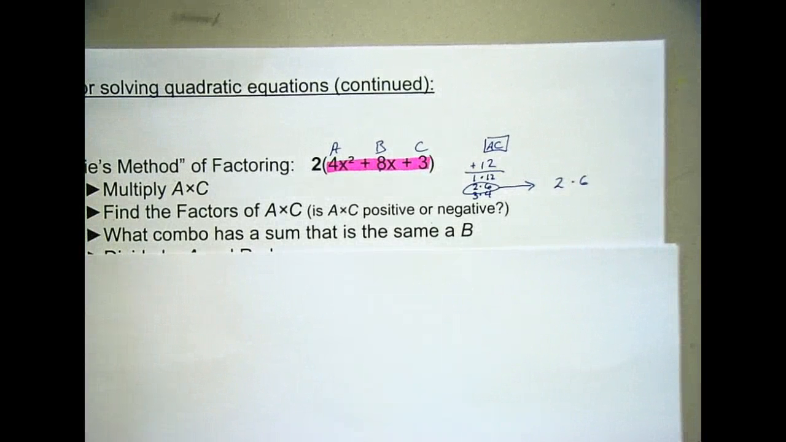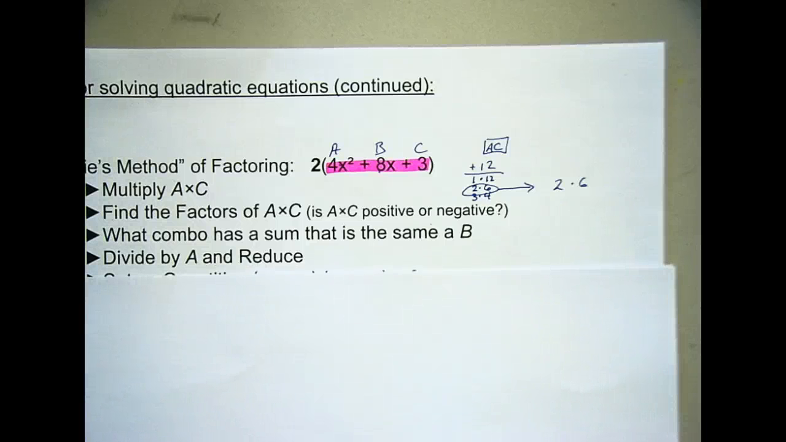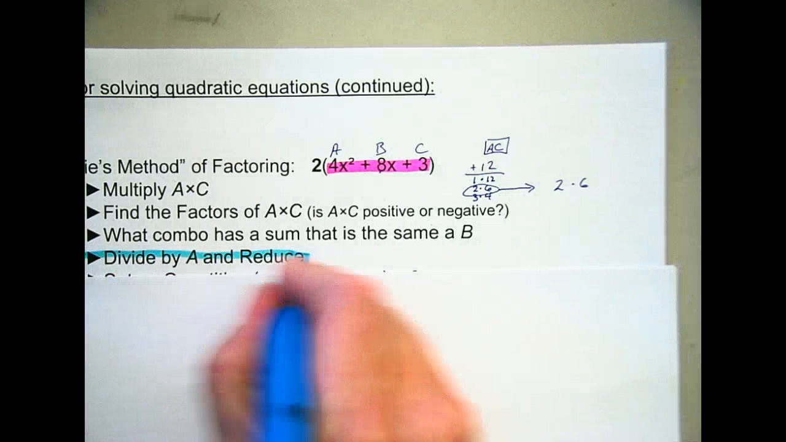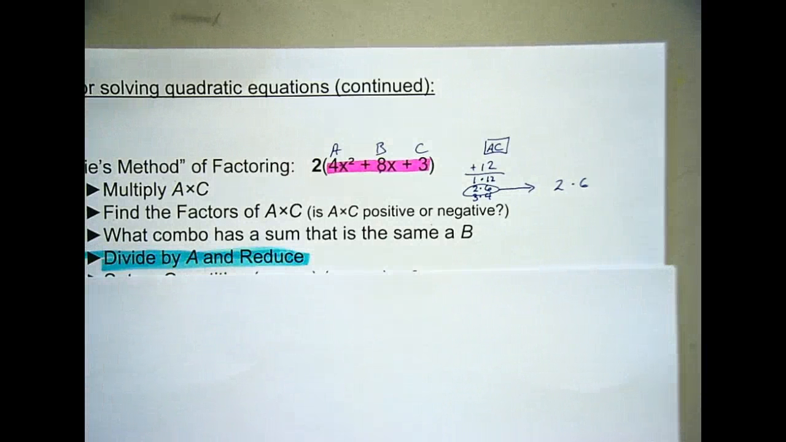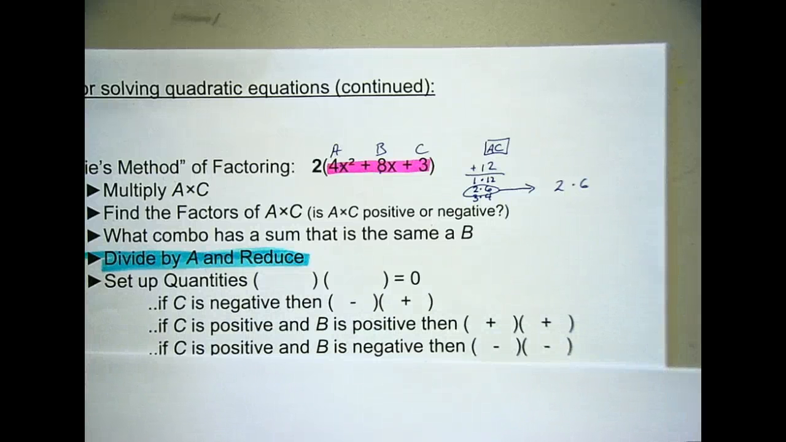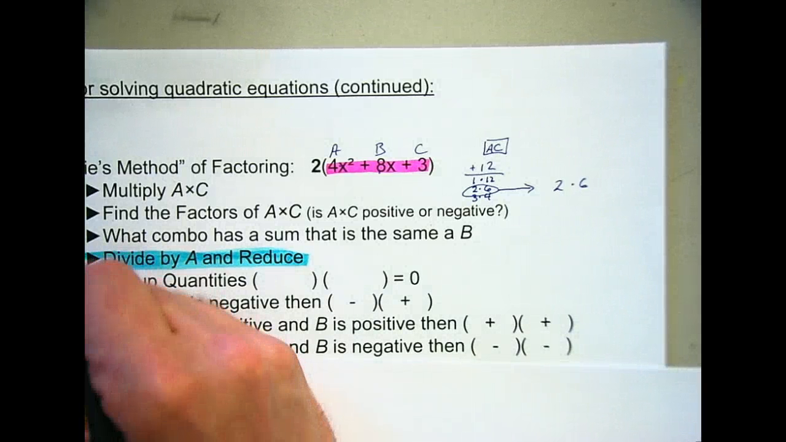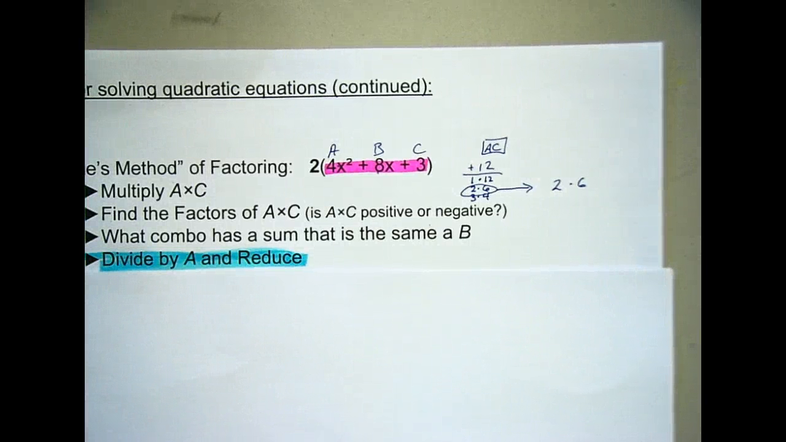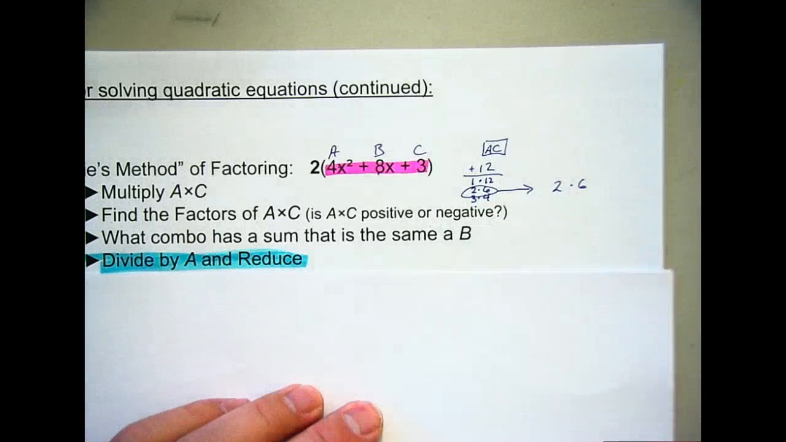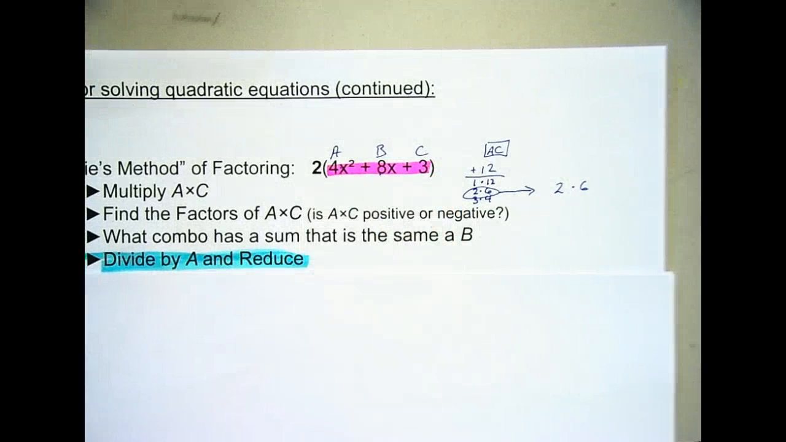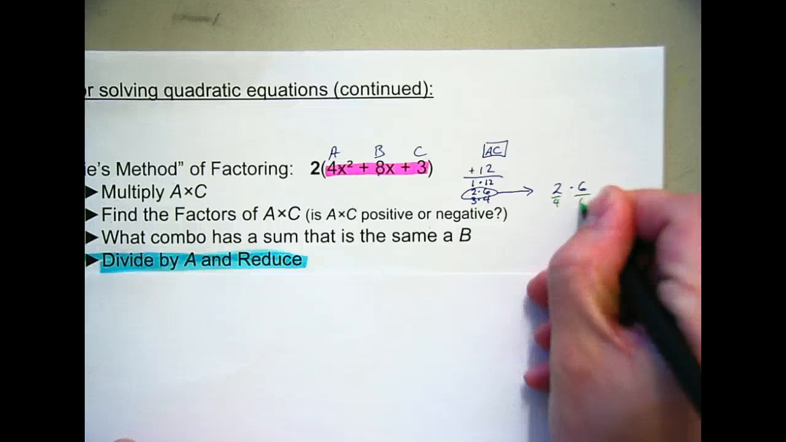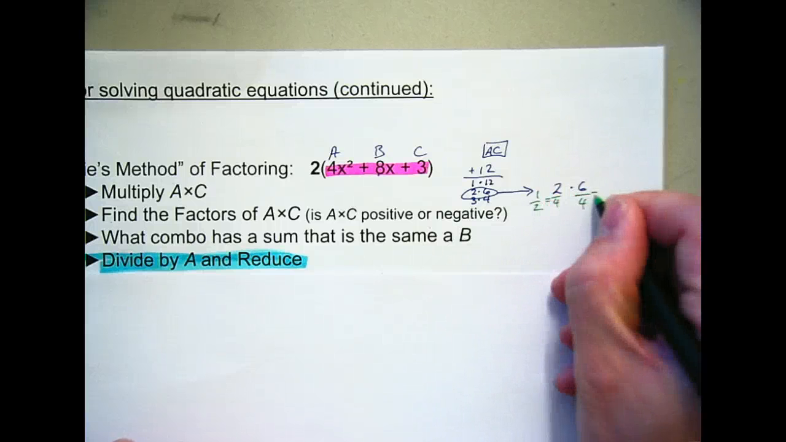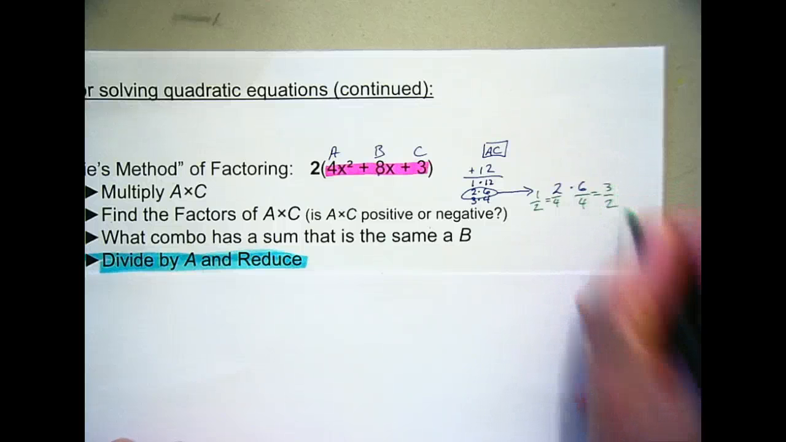Okay. The next step is to divide by a and reduce. Once again, this is another forgotten thing. Divide by a and reduce. And I actually sometimes flip these two steps around a lot. You'll find there's things that you do that might help you out. But so when I divide by a, which is 4, I'm going to divide by 4. And I reduce 2/4 to make 1/2. And I reduce 6/4 to make 3/2.